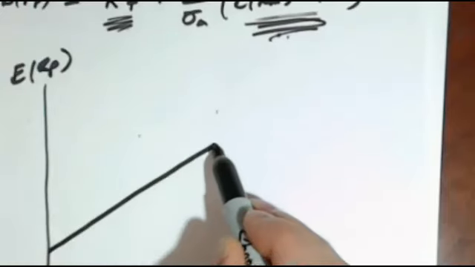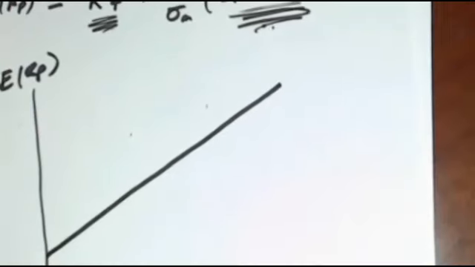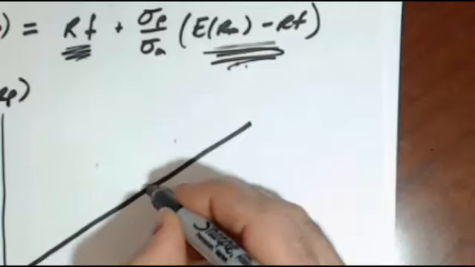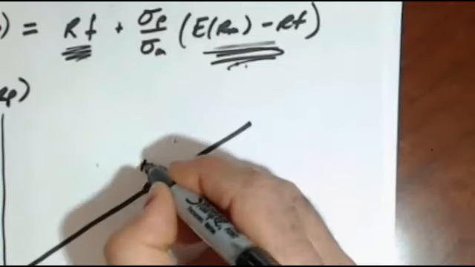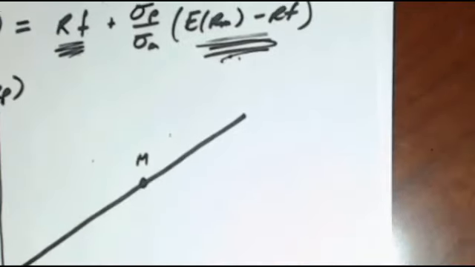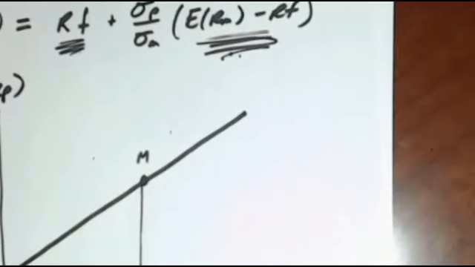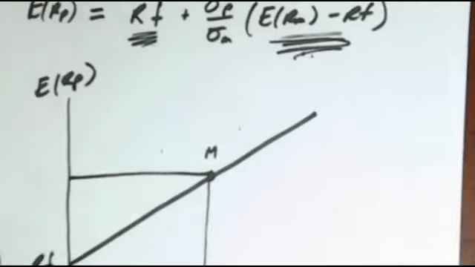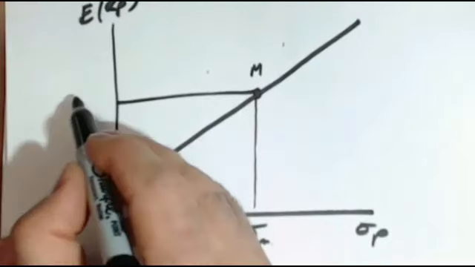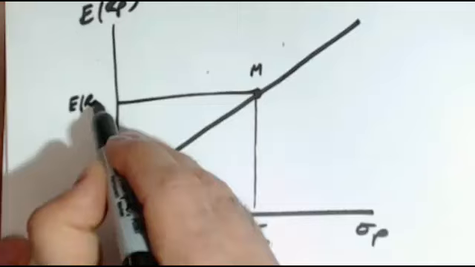So that can't be the slope that I'm going to draw, because I'm going to draw the slope of a straight line, this. And it goes from the risk-free rate all the way up through the market portfolio, M. And this will be sigma M. This will be the expected return on the market.